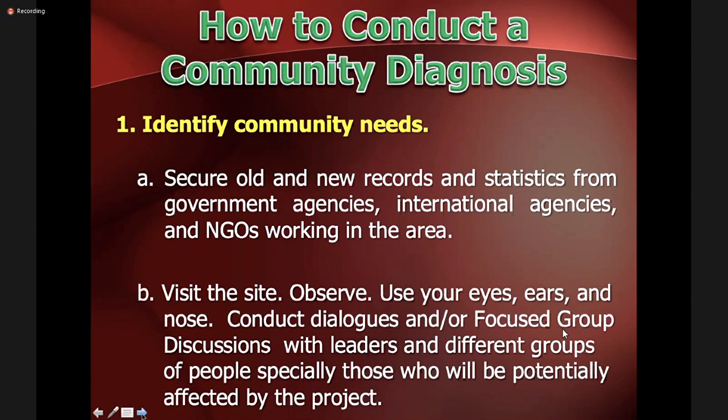You can conduct dialogues and use focus group discussion with leaders and different groups of people, especially those who will potentially be affected by the project or the COPC.